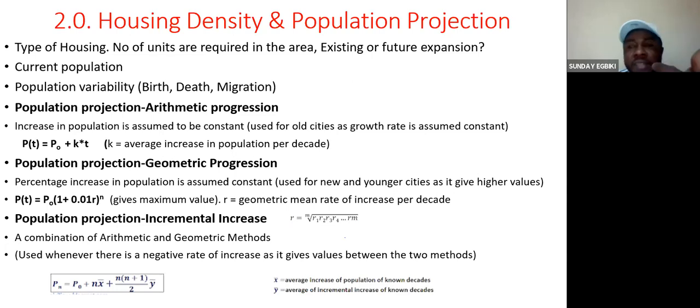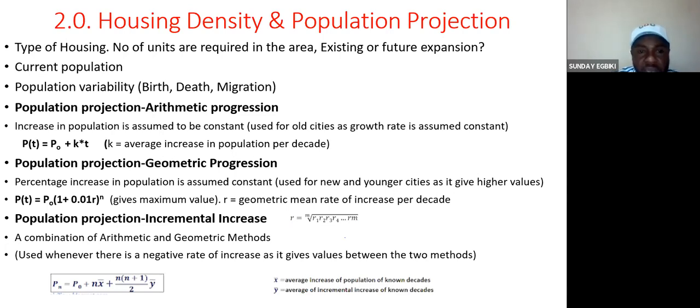But when you have that, you can't just use that because the population is going to vary during the design span of the water distribution system. In such a case, you have to determine or forecast the future population as against your design period.